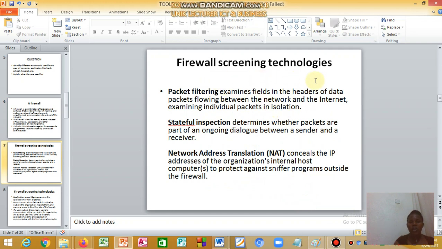Here we have the screening technologies like packet filtering, which examines fields in the header of the data packets flowing between the network and the internet, examining individual packets in isolation. Then we have stateful inspection. It determines whether the packets are part of an ongoing dialogue between a sender and a receiver. We have network address translation, which is NAT, which conceals the IP address of the organization's internal host computer, to protect against a sniffer program outside the firewall.